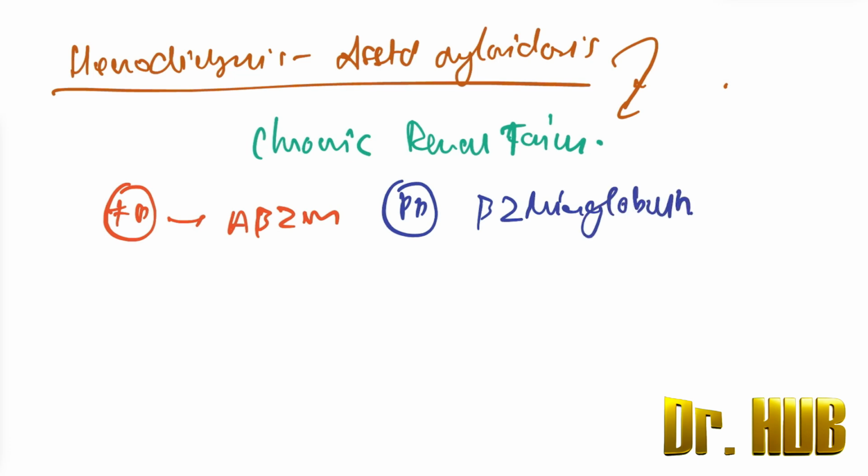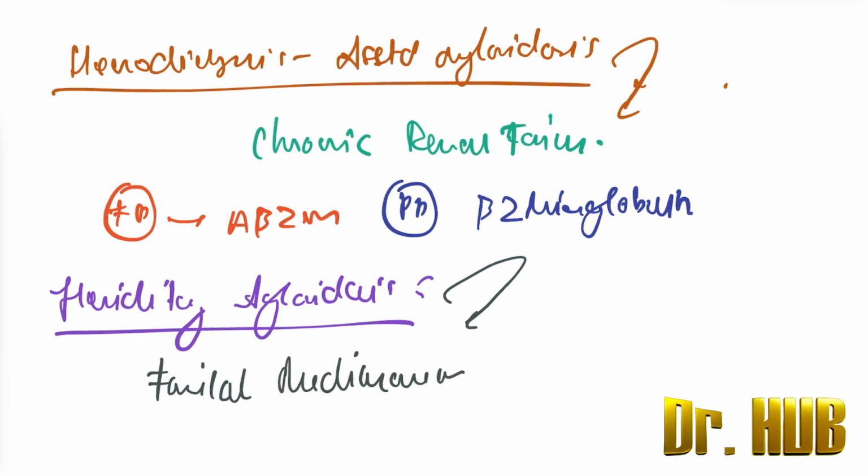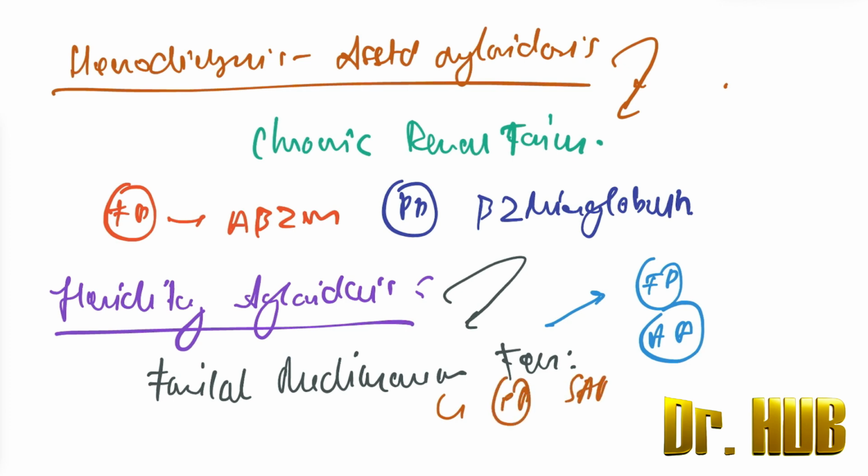Next we look at the hereditary amyloidosis. So what does the hereditary amyloidosis contain? We look at firstly the familial Mediterranean fever. What are the components? There is a major fibril protein, that is going to be AA. And what is PP? PP is a precursor protein. The precursor protein is going to be the SAA.